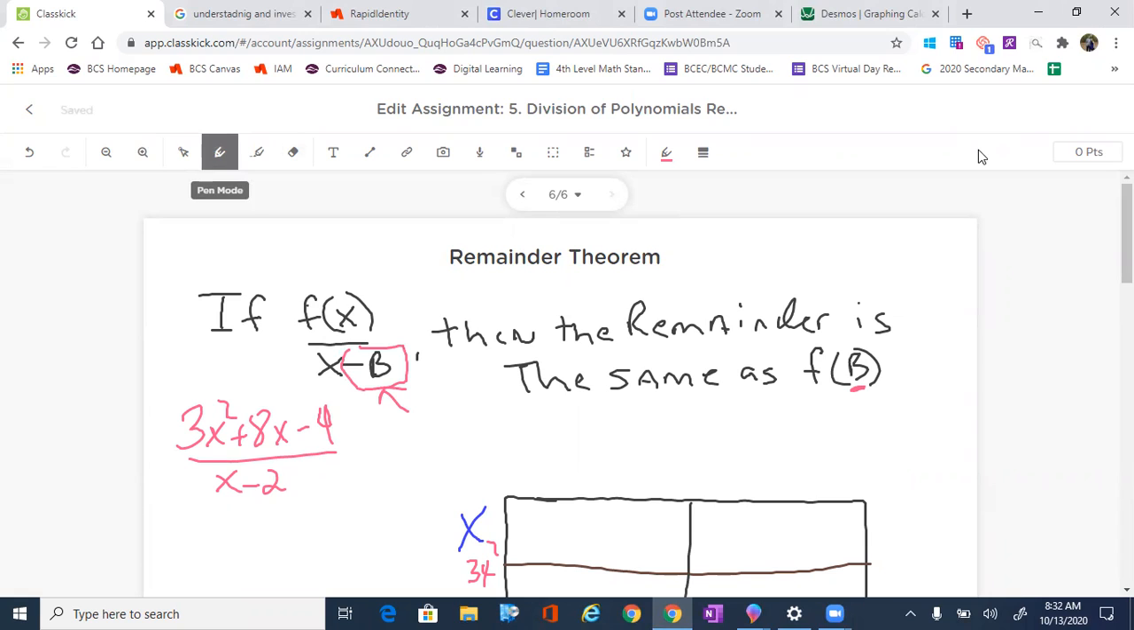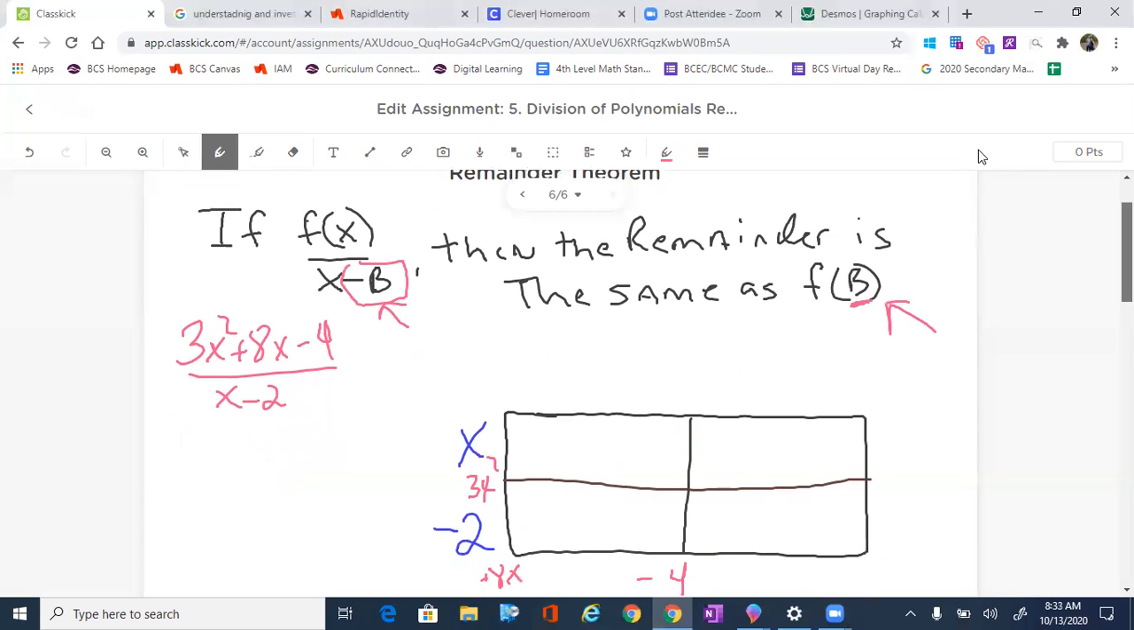So this is minus b. If we put a positive b into the original function, the remainder is the same as this calculation. Let's look at it on Desmos and through some division so it makes a little bit more sense.